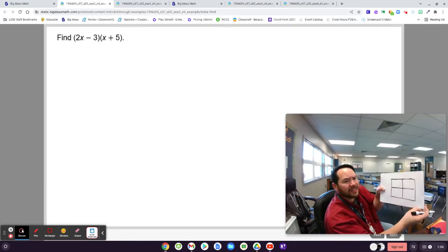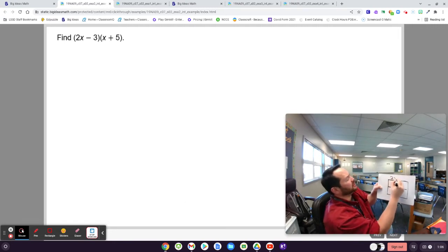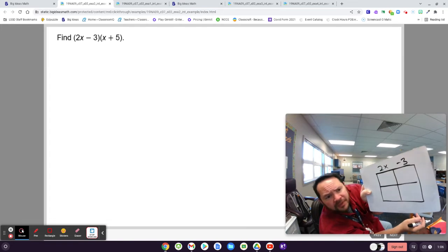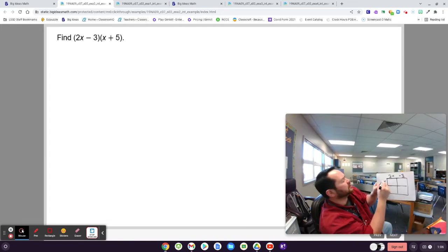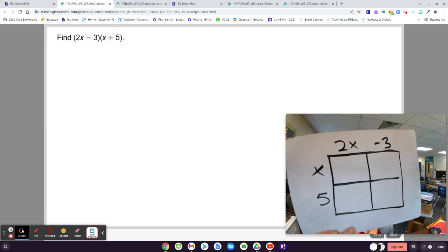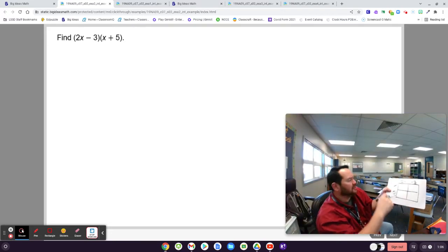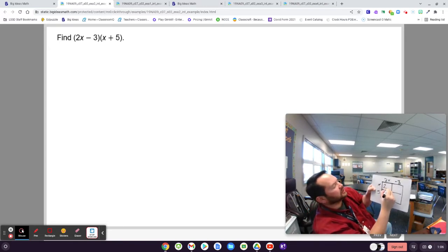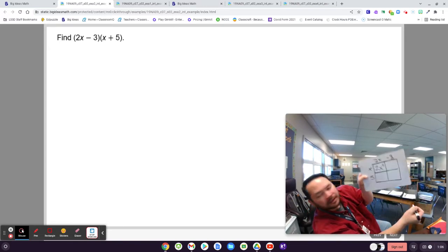All right, so that 2x minus 3, I'm going to put as 2x and a minus 3 on one of the sides. It really doesn't matter which side. And then the x plus 5, I'll put on the other side. So x and 5, like so. So I get this picture. And again, I could make either one the base and the other one the height. Doesn't matter. So then I go, what's x times 2x? Well, it's 2x squared, like that.